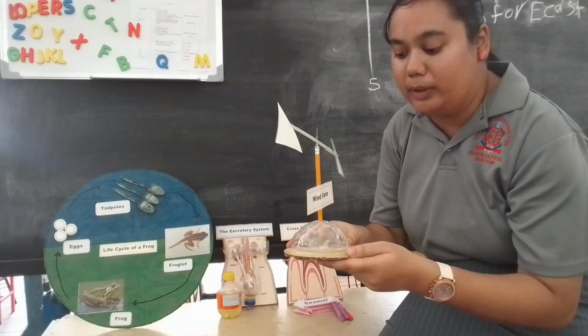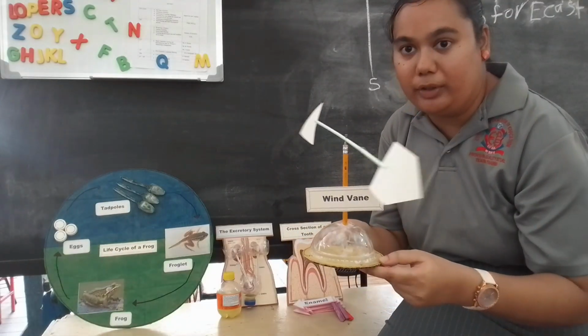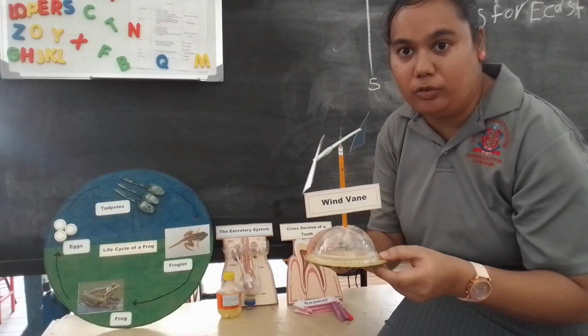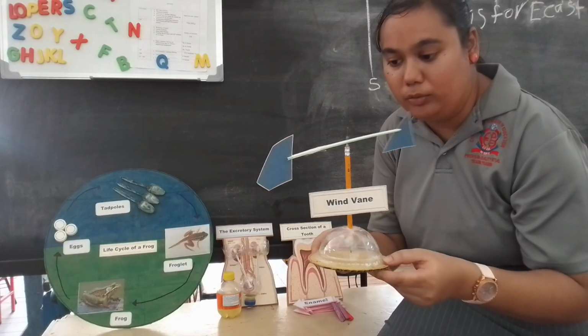Next we have our wind vane. It's a weather instrument that shows direction, whether it's north, east, west, how the wind blows.